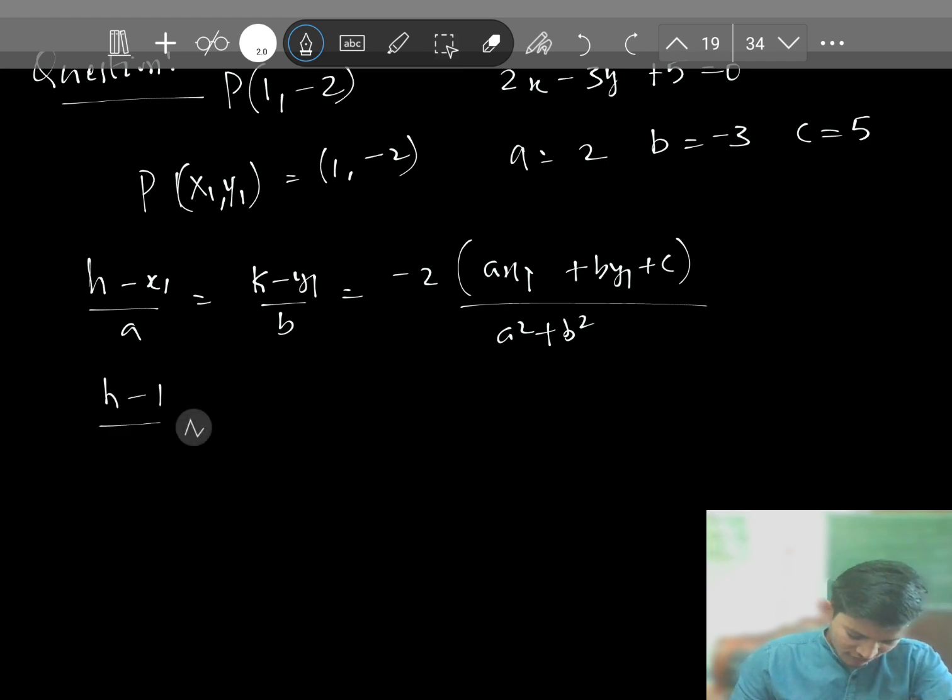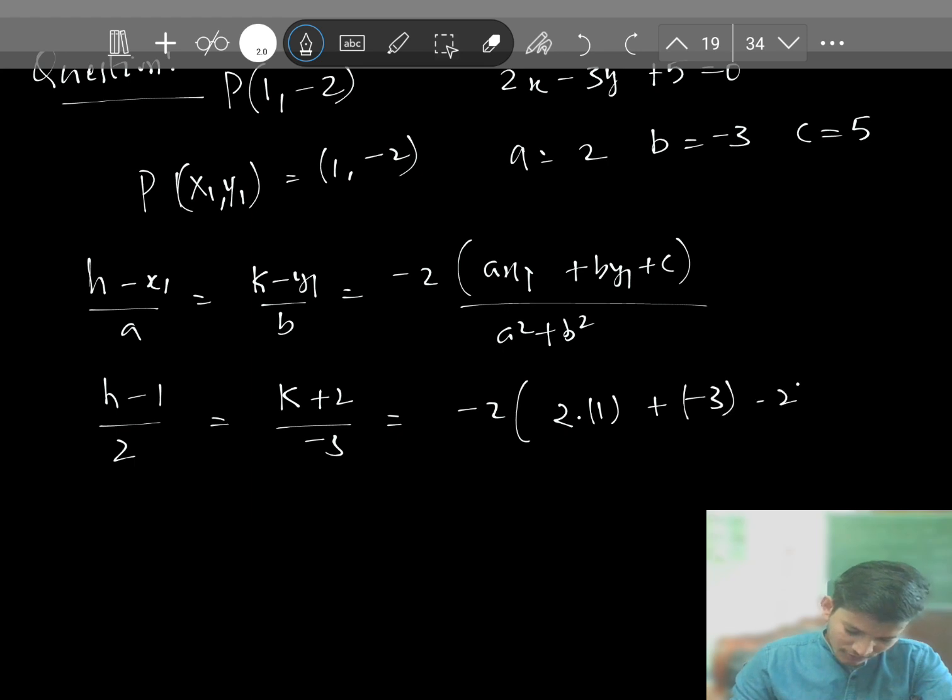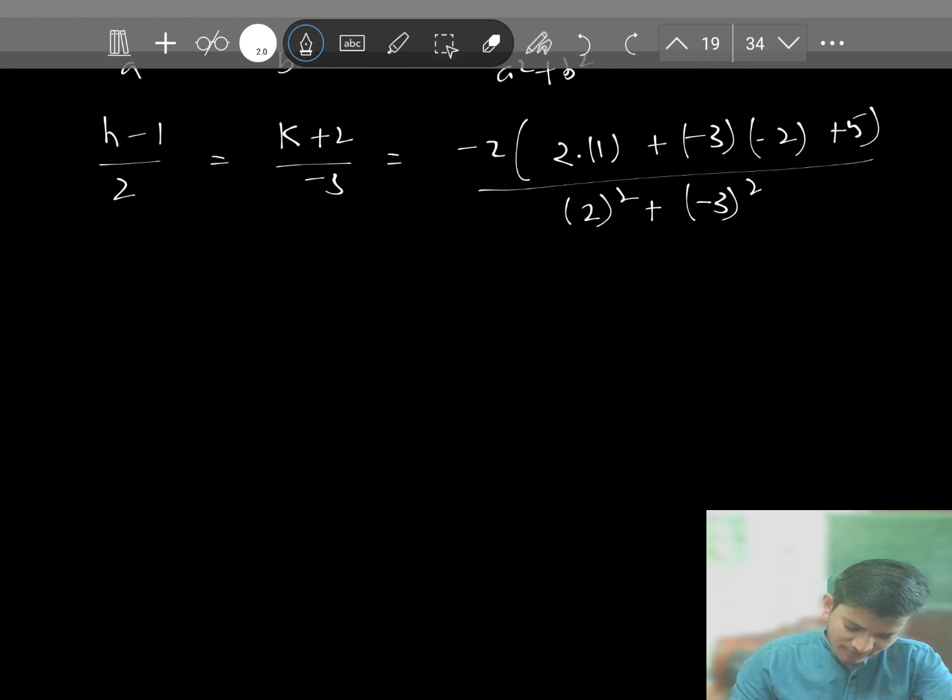So the value h minus x1 divided by a is 1 divided by 2, and k plus 2 divided by minus 3, that equals minus 2 times (2 into 1 plus minus 3 into minus 2 plus 5) whole divided by a square plus b square, that is 2 square plus minus 3 square.